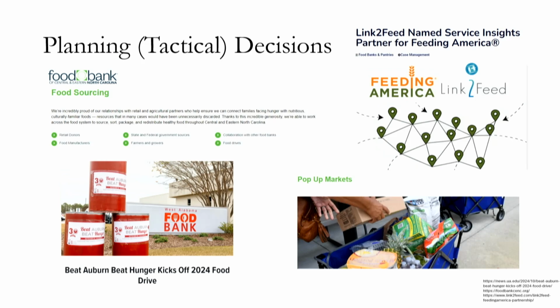Another type of decision that occurs at the tactical level is allocating food to their service area. Some food banks, such as the Second Harvest Food Bank, use a tool called Link to Feed in order to manage those allocations and to achieve an equitable distribution, which I will talk about more. And then Lauren talked about pop-up markets, but deciding on the locations of those pop-up markets, so where do we place those pop-up markets, are also important decisions faced at this level.